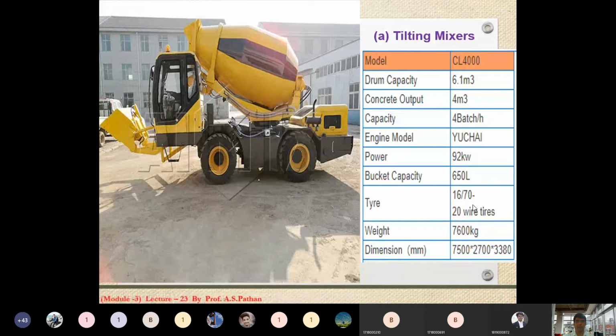and the tire specification is also given. The weight of the particular equipment or model is also given, 7600 kg, and the dimensions of this tilting mixer are given: 7500 into 2700 into 3380. These are the dimensions of these tilting type mixers.